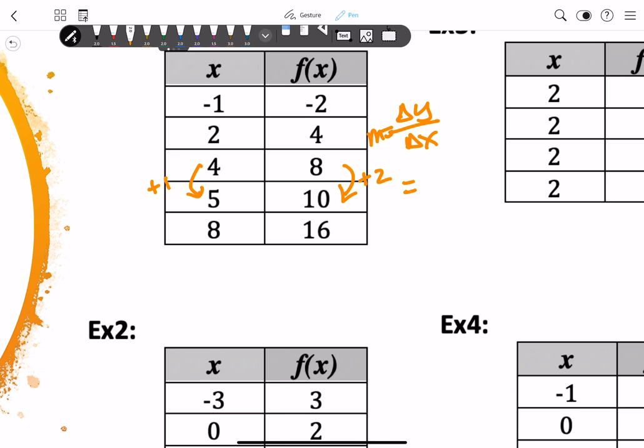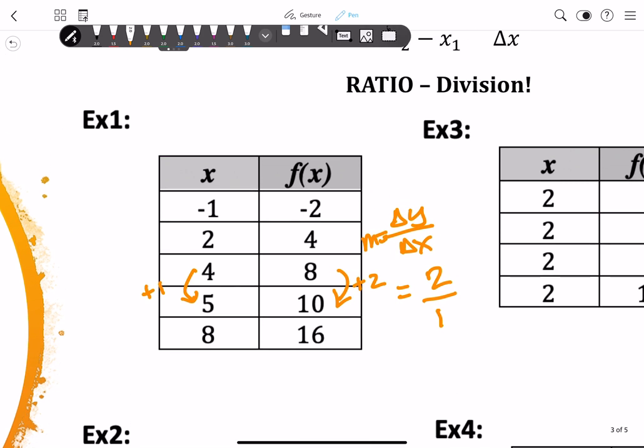My change in y is a positive 2. My change in x is a 1. 2 over 1 is really just 2.